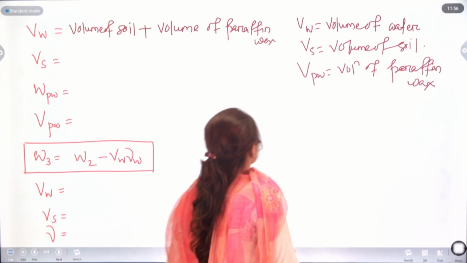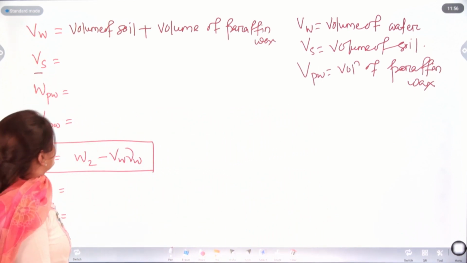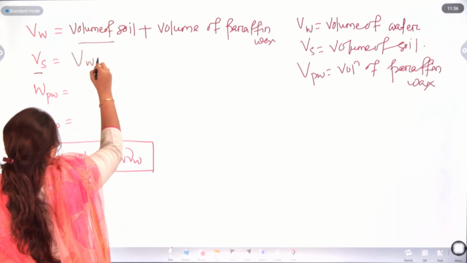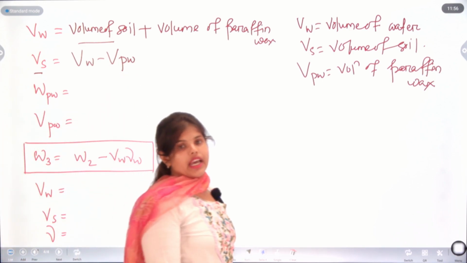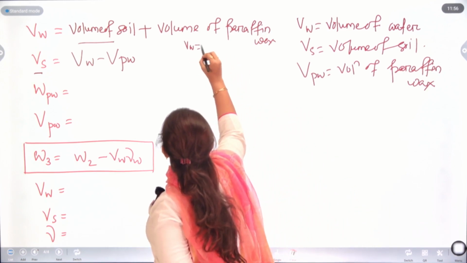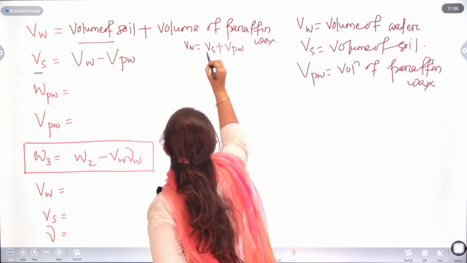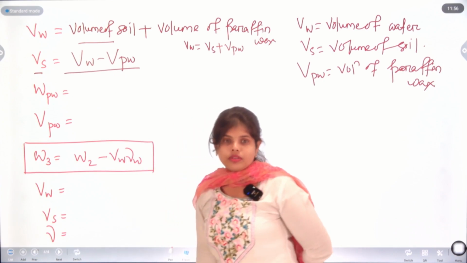Okay. So, now we have the volume of soil. The volume of soil will be Vw minus Vpw. We can write Vw equals Vs plus Vpw. So, Vs will be Vw minus Vpw. Okay.